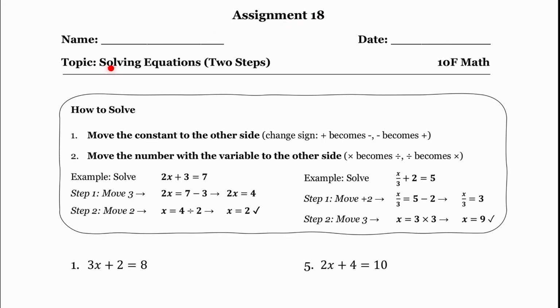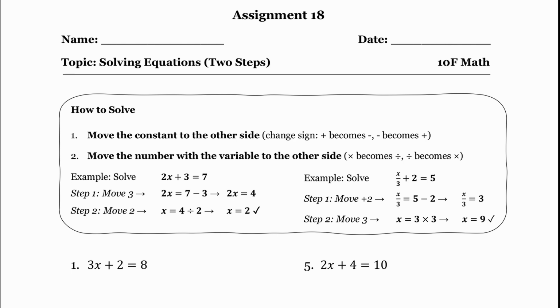Solving equations with two steps. In the previous assignment we solved very simple equations using one step, but today the equations are a little different. Now we need two steps to solve them. Our goal is still the same: we want to get the letter alone. To solve these equations we will follow two steps.